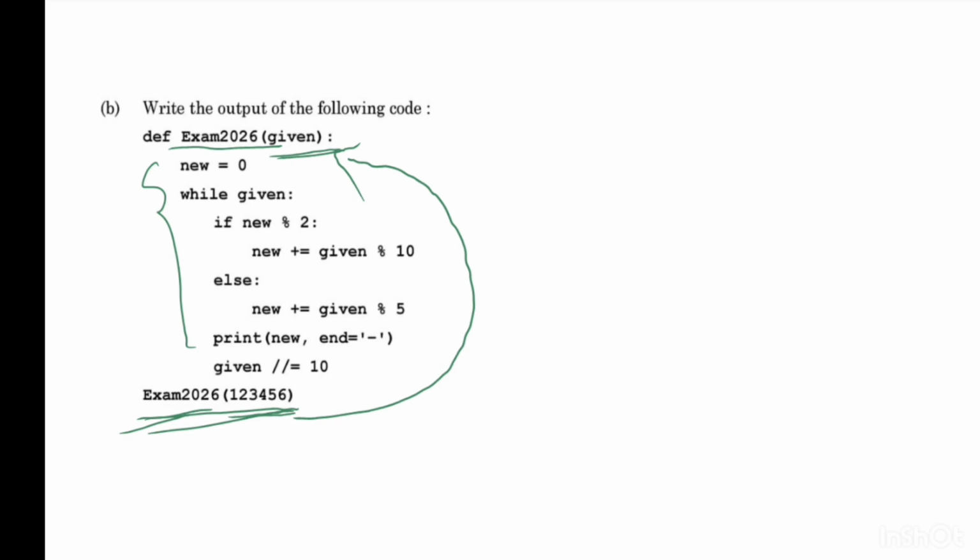So let me write given is equal to 1, 2, 3, 4, 5, 6. So inside the function we have new variable is equal to 0. So the initial value for new is 0. Then we have a while condition, while given is not 0. So the while loop starts. We know that the given value is this, no? So inside the loop we have an if condition.